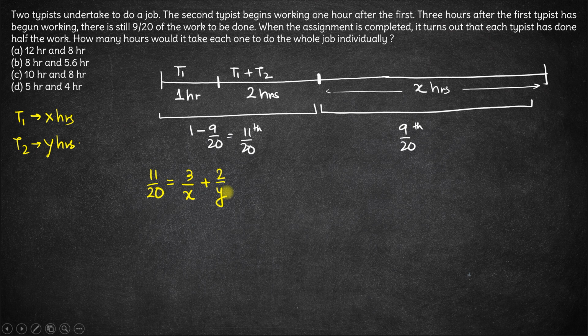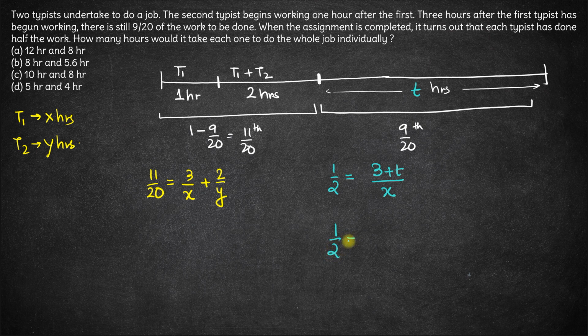Next, let's take this as t hours, because I've used x over here. The work done by the first typist in this whole duration is half the work. T1 works for how long? 1 plus 2 plus t, that is 3 plus t hours. So the fraction of the work done by T1 will be 3 plus t upon x. This is the fraction of the work done by the first typist.